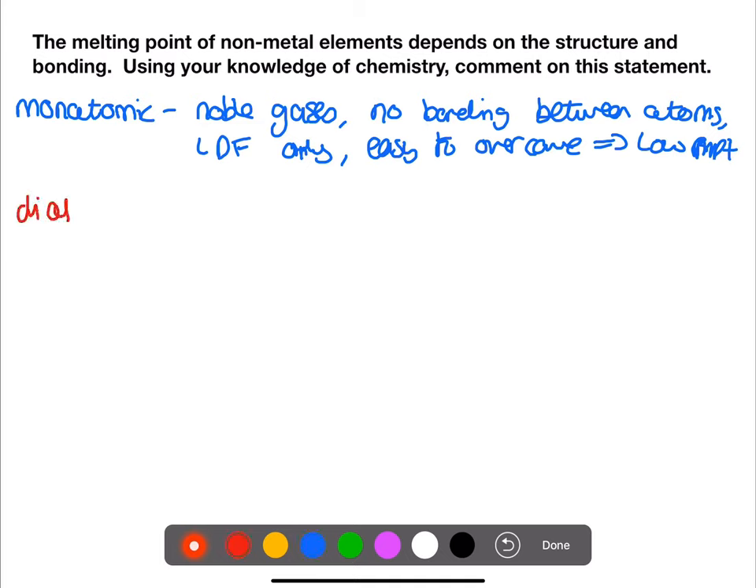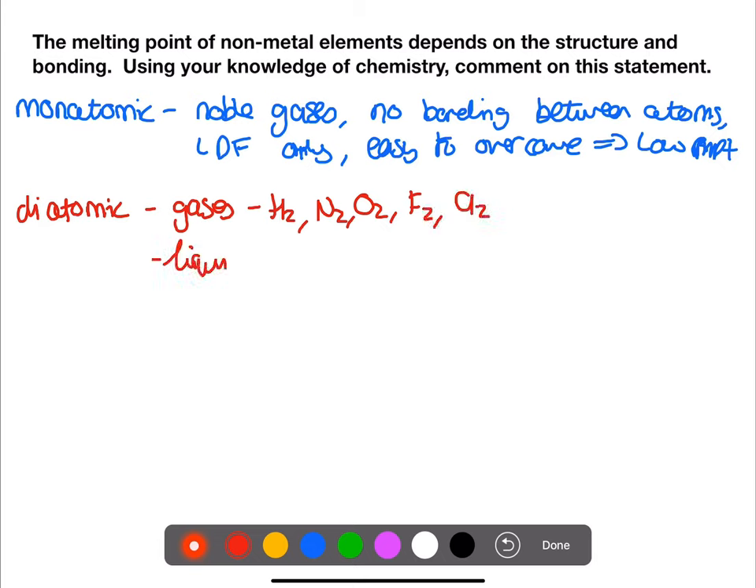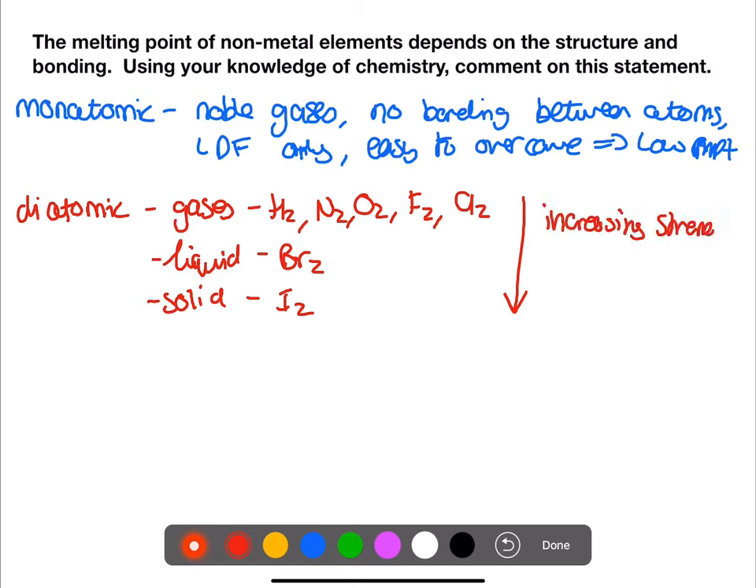Next, we have diatomic molecules. We have gases in the form of hydrogen, nitrogen, oxygen, fluorine, and chlorine. We have liquid bromine and solid iodine. As you move from the gases to the liquid to the solid, you have increasing strength of London dispersion forces.